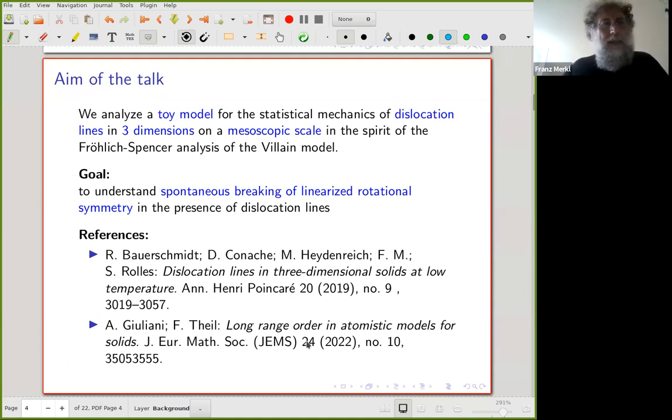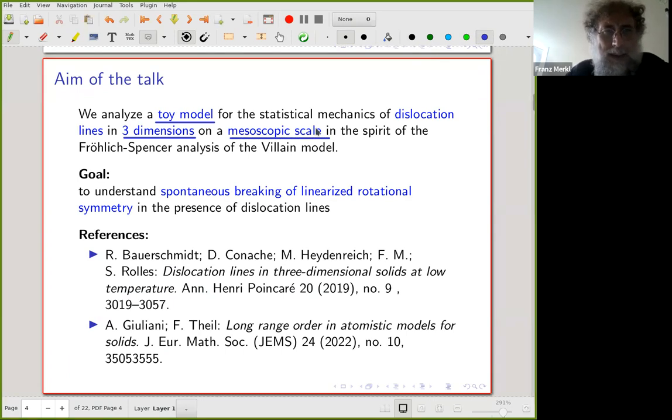Okay, actually we do not analyze a realistic crystal, but just a toy model. It's simplified in several respects I'm going to mention. It's only a toy model. It's three-dimensional, but it's not on the atomic scale, but it's intended to describe the mesoscopic scale.